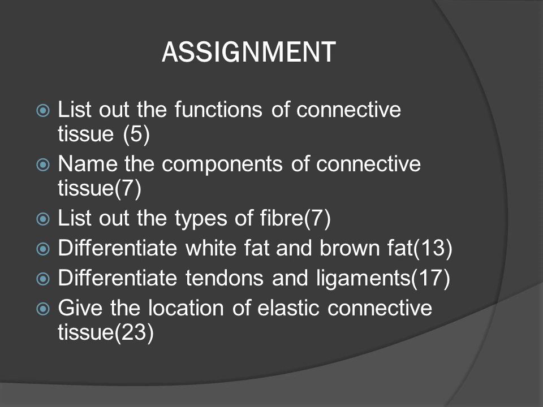Assignments. The first question: list out the functions of connective tissue. I already said this when I explained the fifth slide; it is given there so that you can write it down and learn. Then name the components of connective tissue. This is also given there: fibroblast cells, fibers as well as ground substance. Next, list out the types of fiber. This is given in the seventh slide: collagen fiber, reticular fiber as well as elastic fiber.